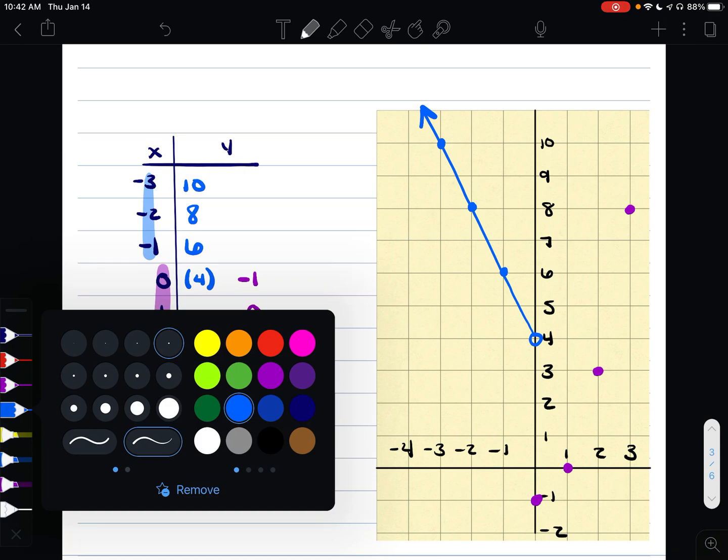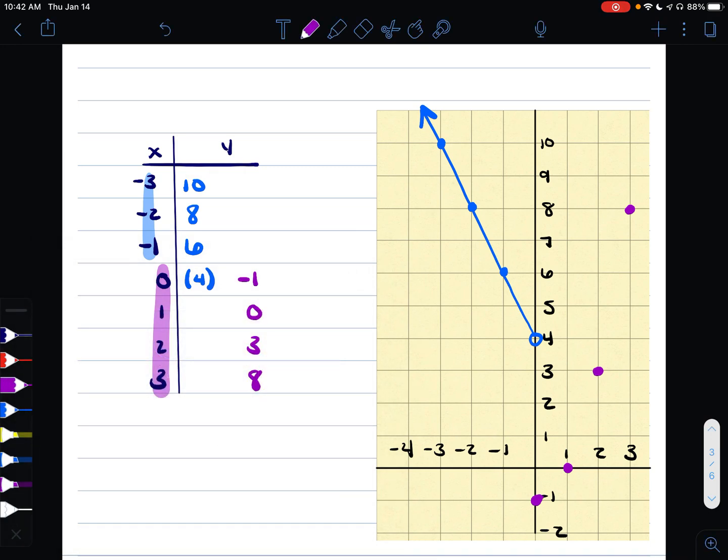And then we jump and connect all of our purple points that came from the bottom equation. So these two pieces are not connected to each other. There's a jump in our graph right here because the top equation was leading us to 0, 4. The bottom equation picked up at 0, -1.